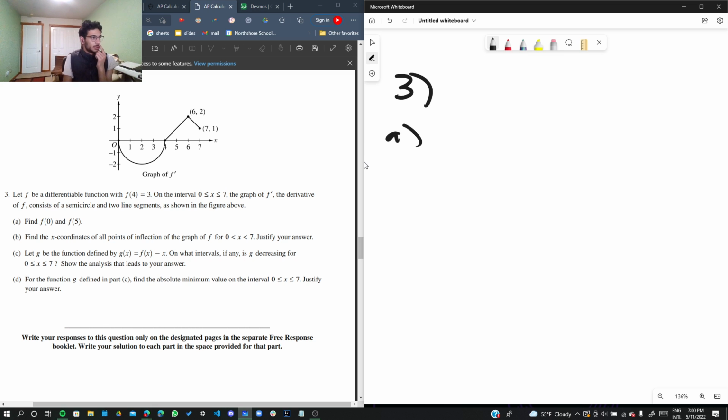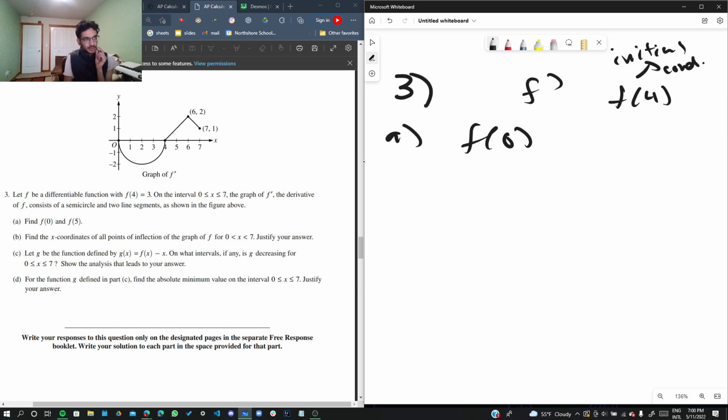All right, so whenever they give you f prime or something, this is like an initial condition. And then there's, okay, find f of 0.